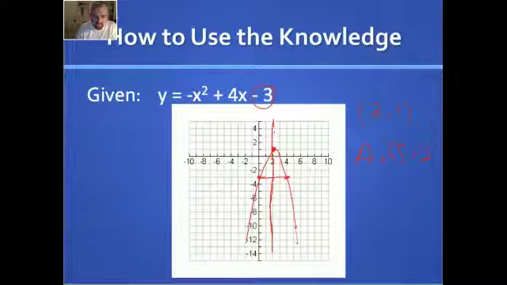like this. Now to find more, the easiest way to do that is simply plug this into the calculator, and you can find the x-intercepts.